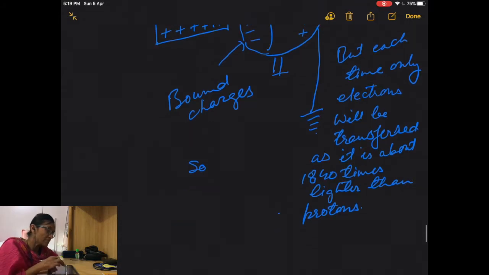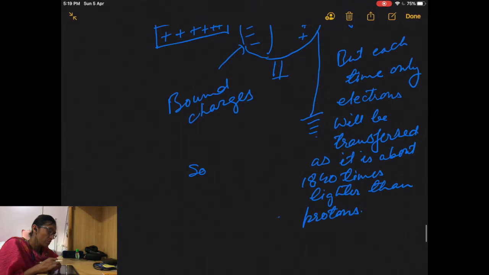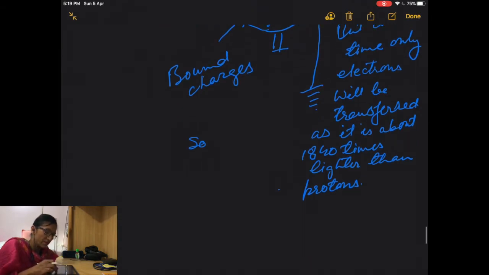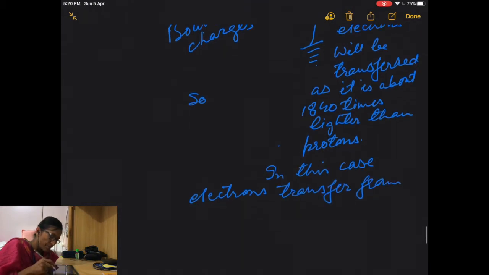So in this case, electrons go from Earth to that sphere. Electron transfer from Earth to the sphere.